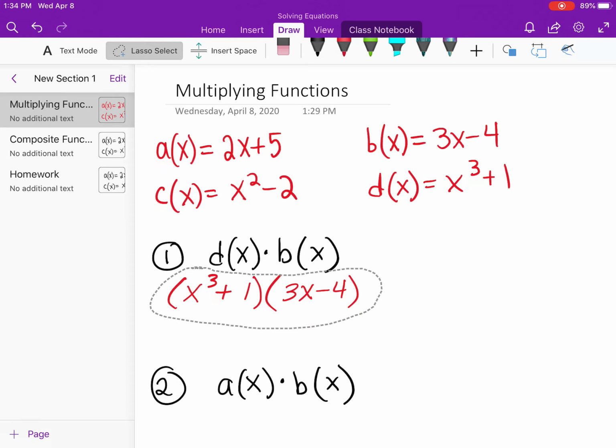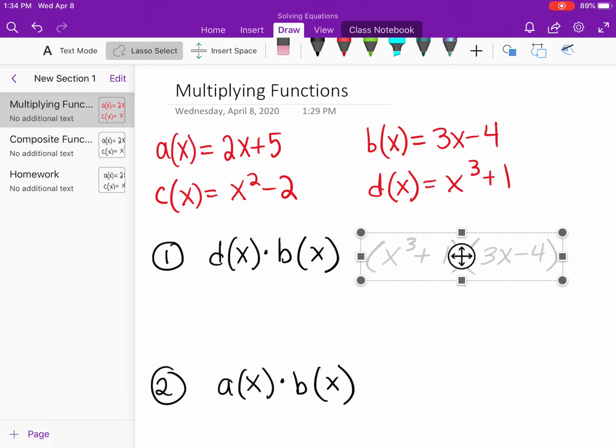Actually, I think I'm going to move that. I'm not going to have enough space if I leave it there. Let me move it up here. Okay.